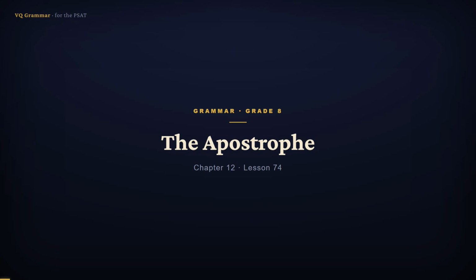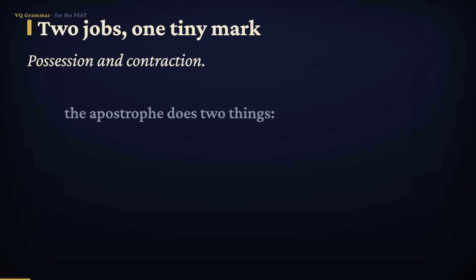The apostrophe is a tiny mark, but it does two big jobs. It shows possession, who owns what, and it stands in for missing letters in a contraction. Today we'll learn where it goes and, just as important, where it must never go. Let's lay out the two jobs.